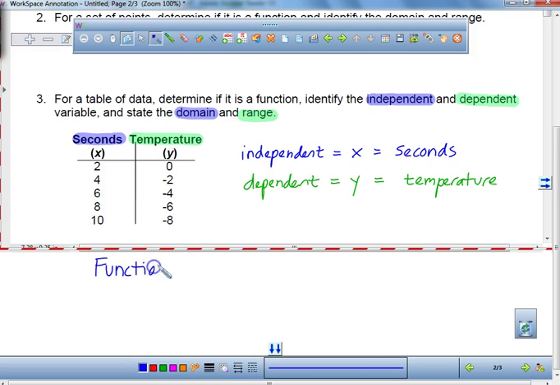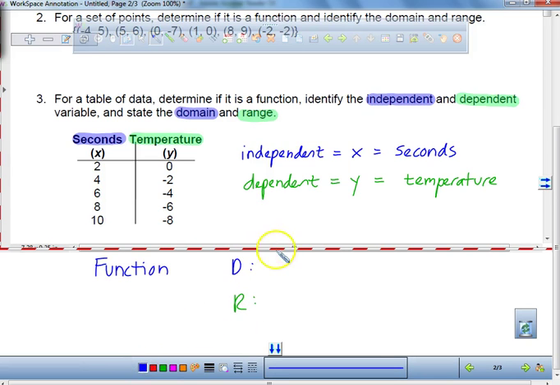So this is a function. All right? Now we're just going to say, what is the domain and what is the range? All right, so who here is comfortable telling me the domain for the grades? Go ahead, D1. 2, 4, 6, 8, 10. All right, 2, 4, 6, 8, and 10.